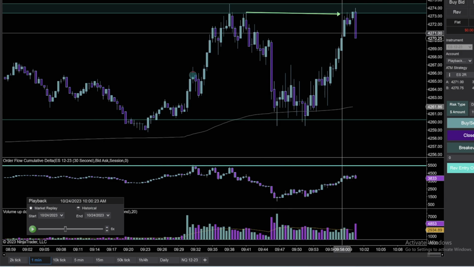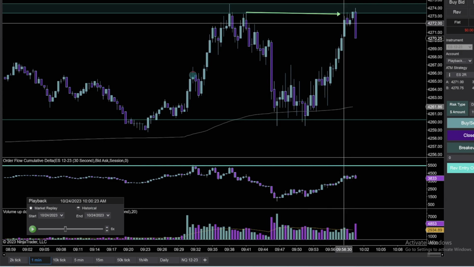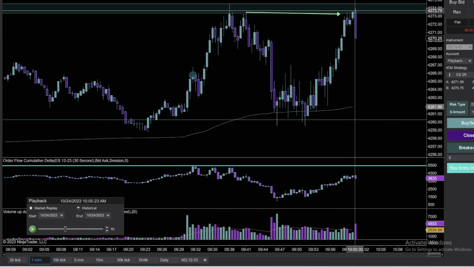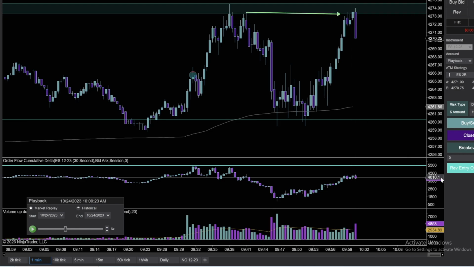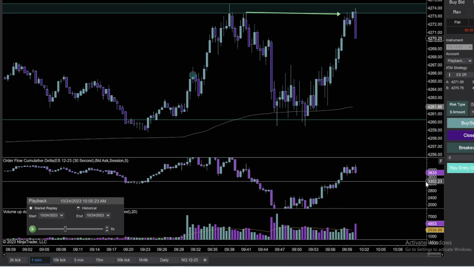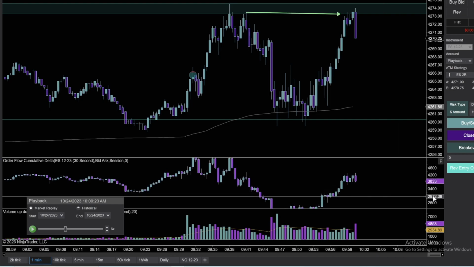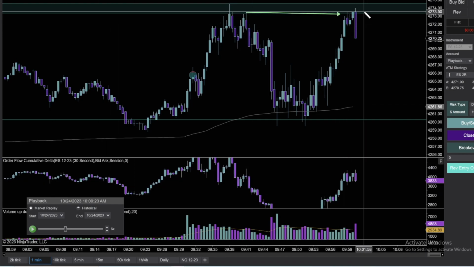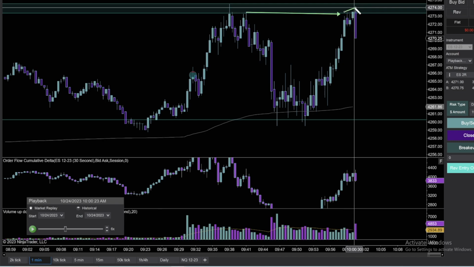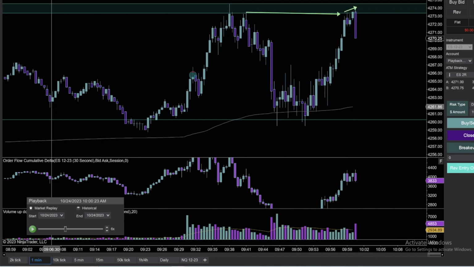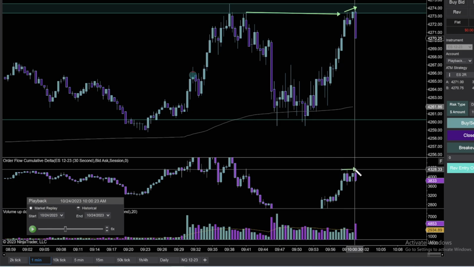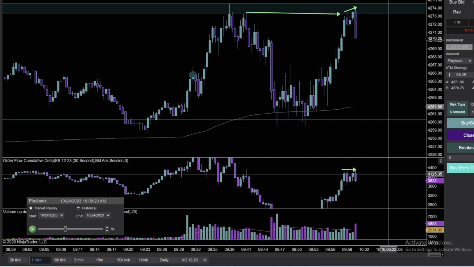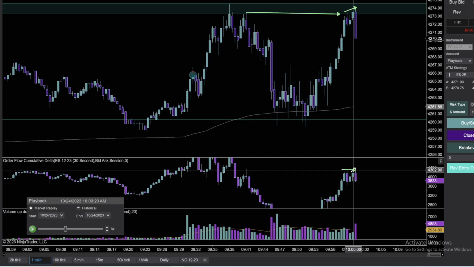Okay, I'm just going to pause right here for a moment. So what happened? We came up to this area. One thing I want to note, if we really zoom in on our delta, you'll see that we made this little micro pullback and then a higher high right here. Our first little hint was that this did not occur on our delta. That did not occur at all.